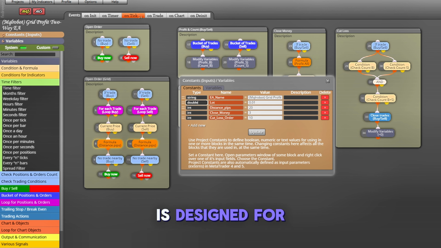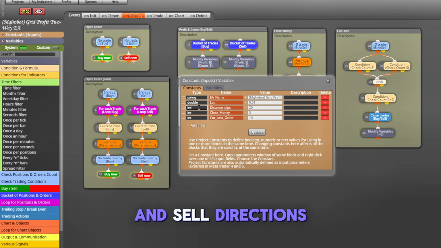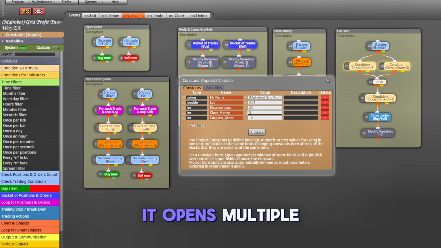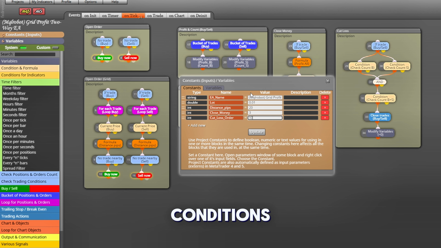This EA is designed for grid trading in both buy and sell directions, with dynamic profit tracking and risk controls. It opens multiple positions along the price movement and manages them based on market conditions, profit thresholds, and trade counts.